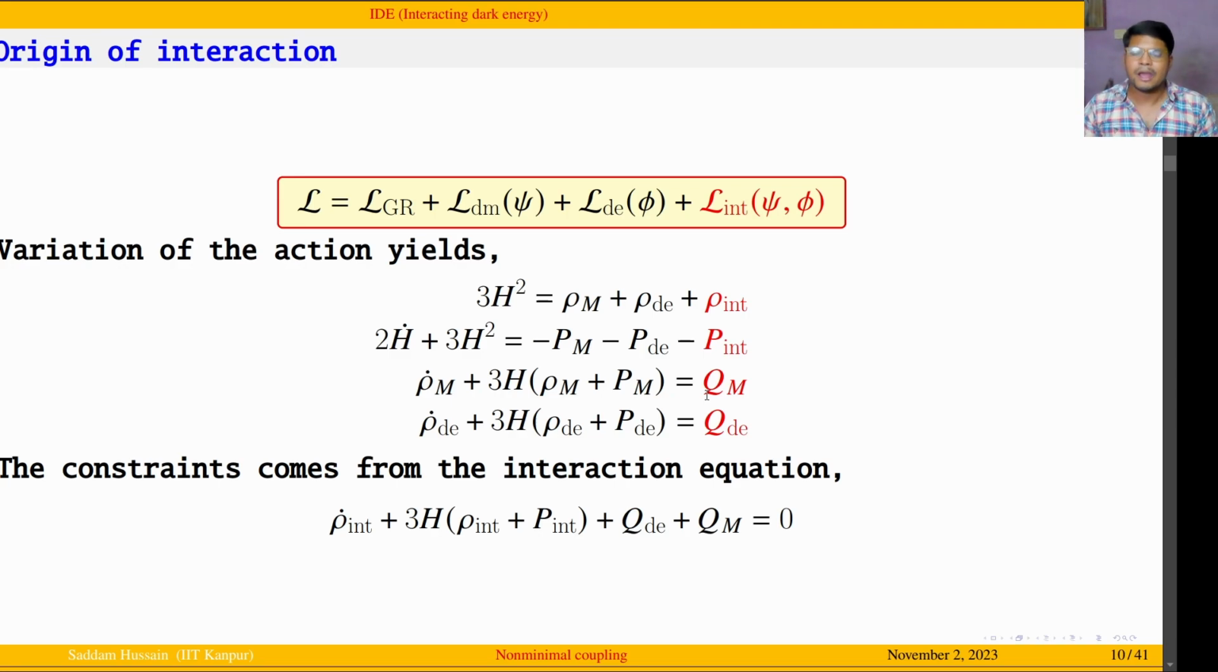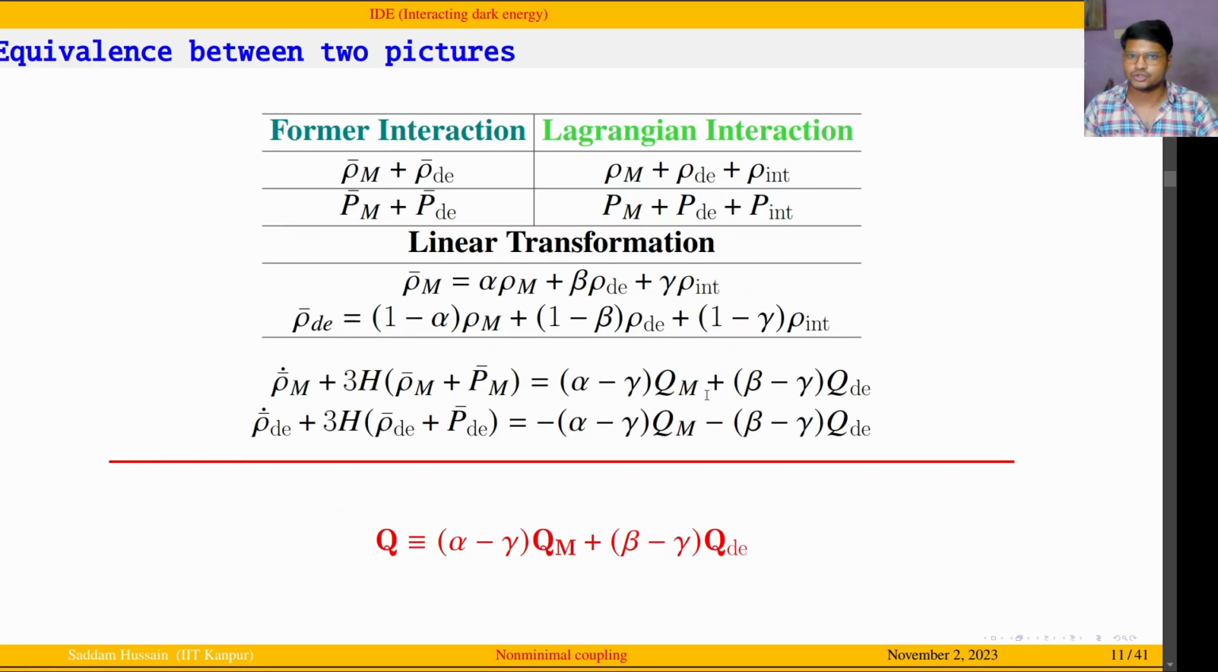So this is it. But the problem is, can we trust this kind of framework? Does this framework have some equivalence with the former framework? In the former picture, if you just change the continuity equation, you are not changing anything else. Your Friedmann equation has the two constituents, dark matter and dark energy, with pressure from dark energy. On the other hand, in the Lagrangian picture, we have the additional rho interaction and p interaction.